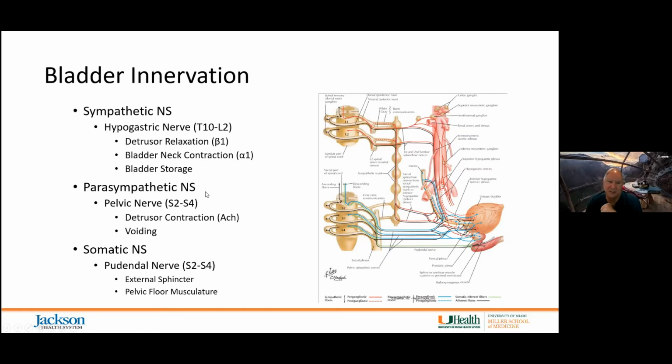The parasympathetic nervous system arises from S2, S3, and S4 nerve roots to form the pelvic nerve. Parasympathetic activity causes detrusor contraction through the release of acetylcholine, and subsequently we have voiding, so long as those are all coordinated.